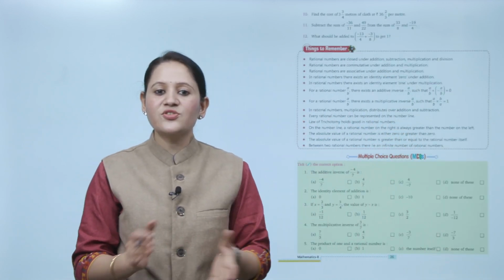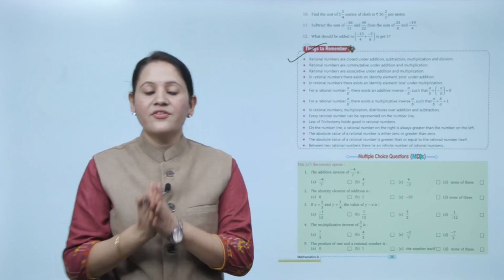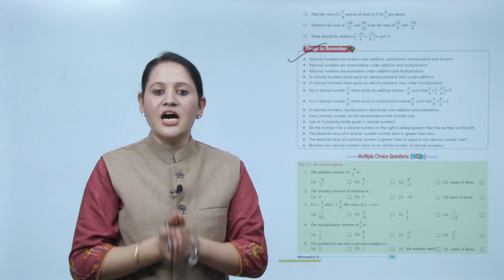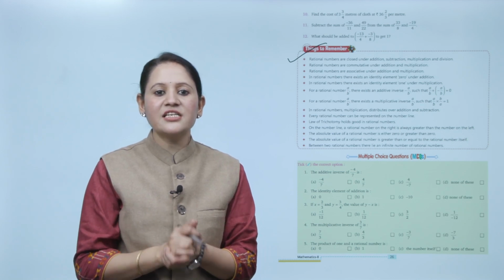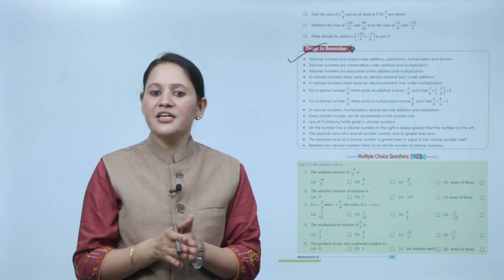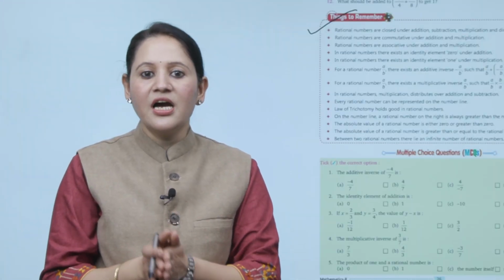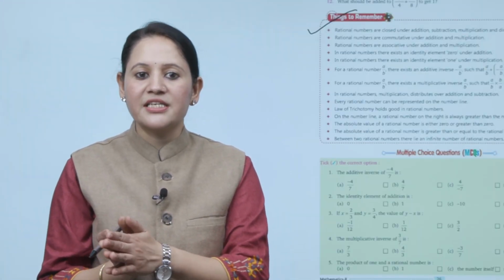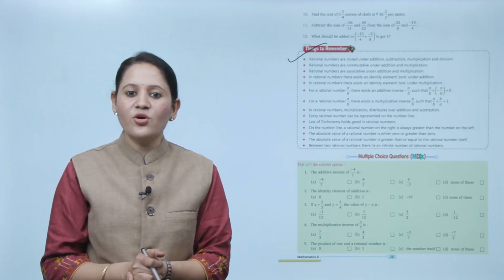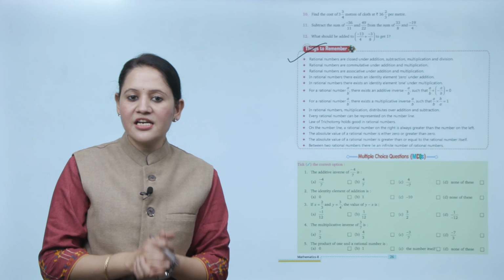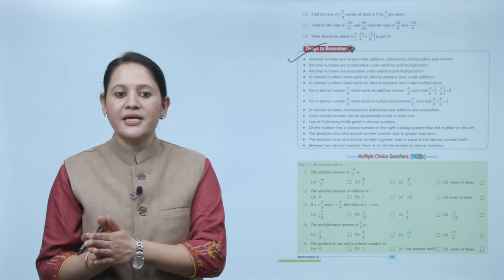Next is things to remember. Rational numbers are closed under addition, subtraction, multiplication and division. Rational numbers are commutative under addition and multiplication. Rational numbers are associative under addition and multiplication. In rational numbers, there exists an identity element 0 under addition. In rational numbers, there exists an identity element 1 under multiplication.